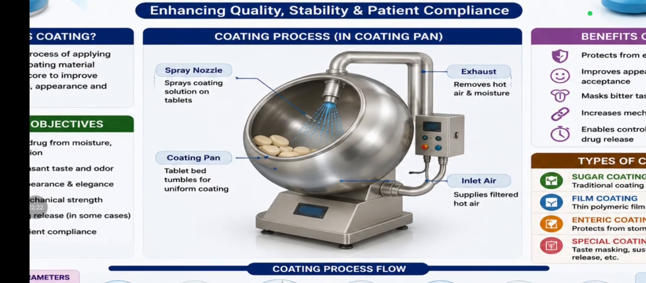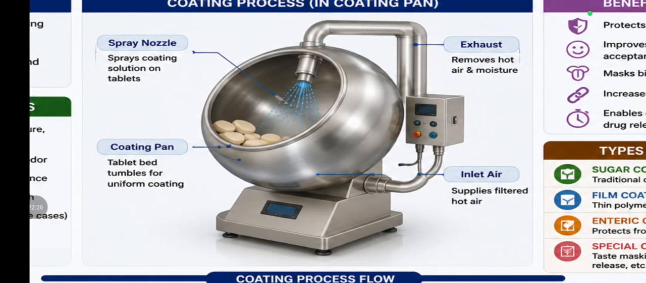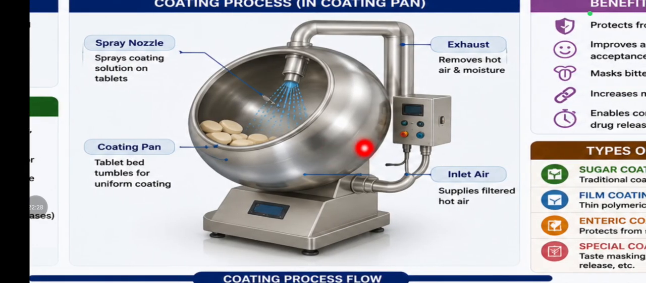Coating process in a coating pan. See the diagram. This is the coating pan available in the pharma industry. This is the spray nozzle, which sprays the coating solution on the tablets. After compression, the tablets are shifted into this pan, and the spray nozzle spreads the material on the tablets. In the coating pan, the tablet bed tumbles for uniform coating. This is the exhaust, which removes hot air and moisture from this area, and this is the inlet air, which supplies filtered hot air to the process.